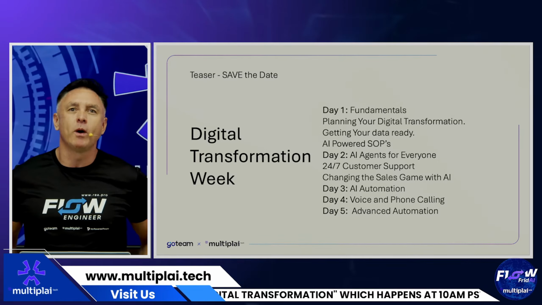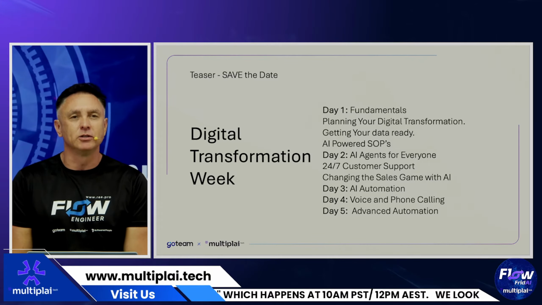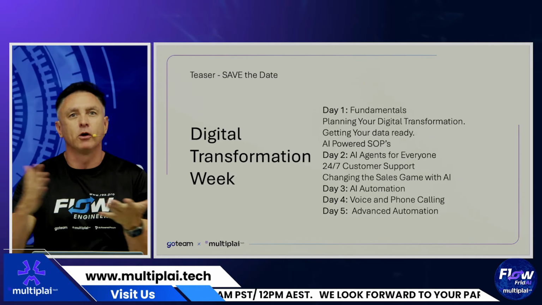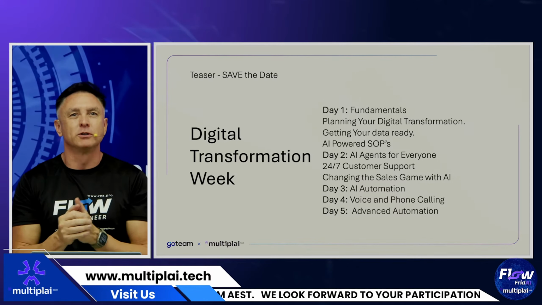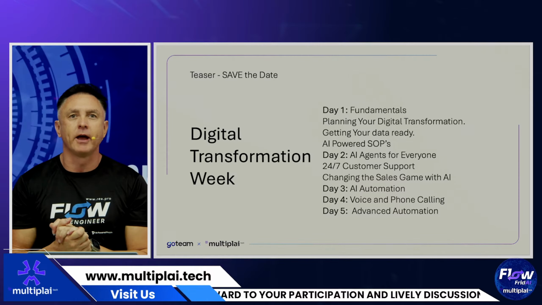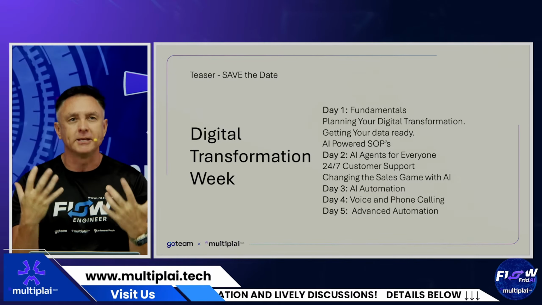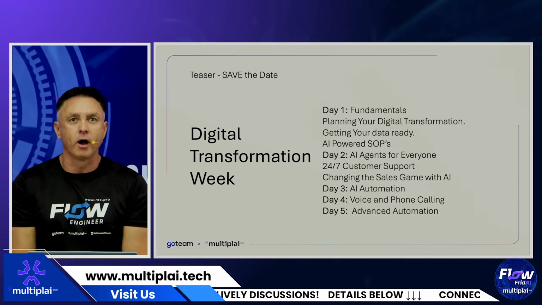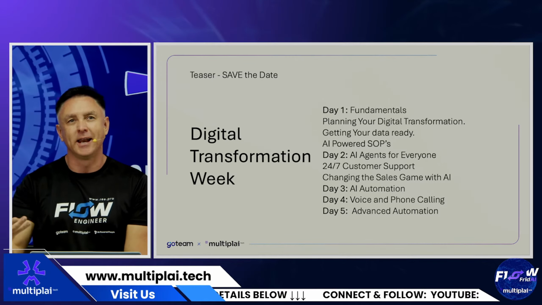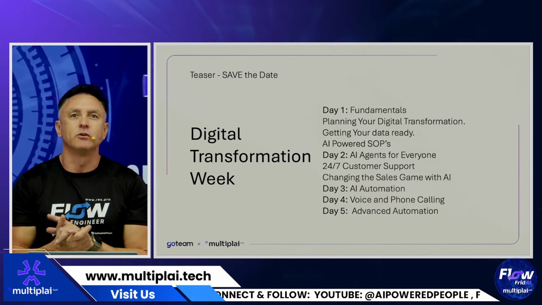What we'll cover: day one will be about fundamentals and planning your digital transformation and getting your data ready. I'll set you up with a process that's going to make it a lot easier to attack any portion of the business with digital transformation. We'll also get into writing your AI-powered SOPs, because standard operating procedures are the fundamental piece behind driving your digital transformation, so that the AI can execute the tasks, or anywhere we've got humans doing tasks, they can see those procedures and help execute them with clarity.